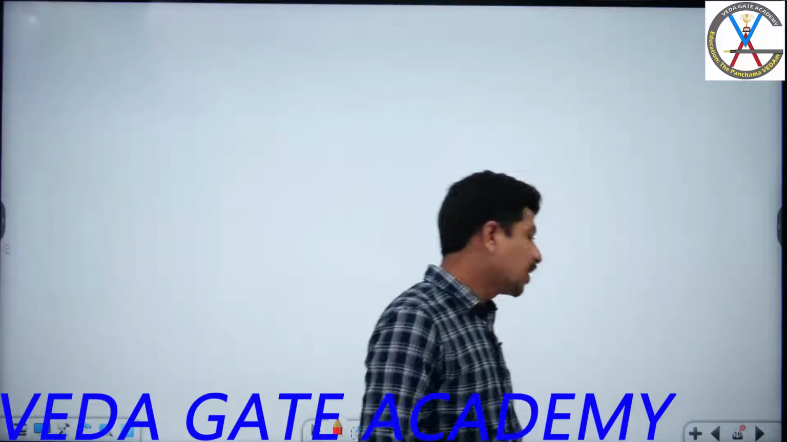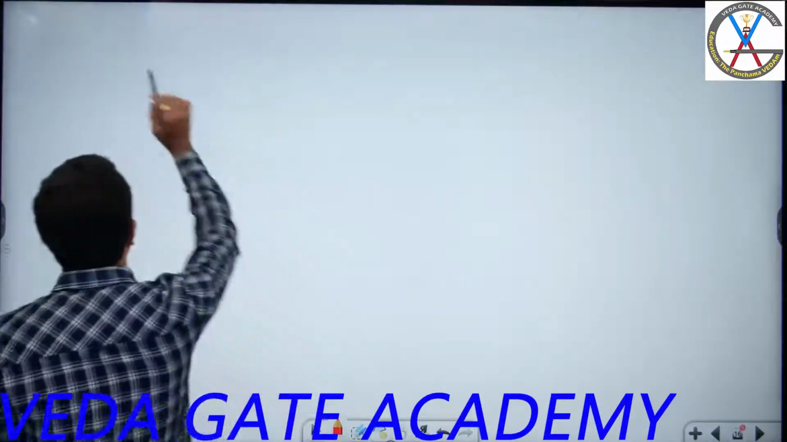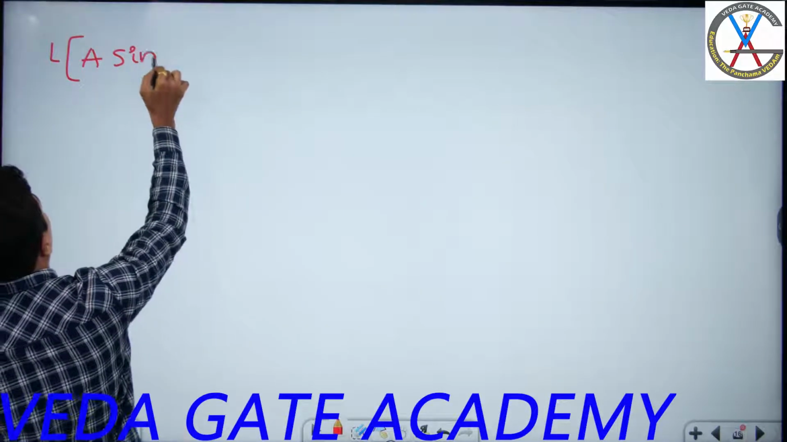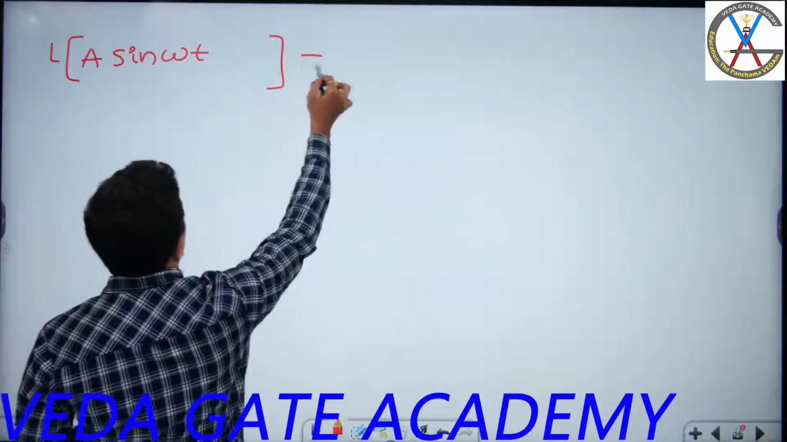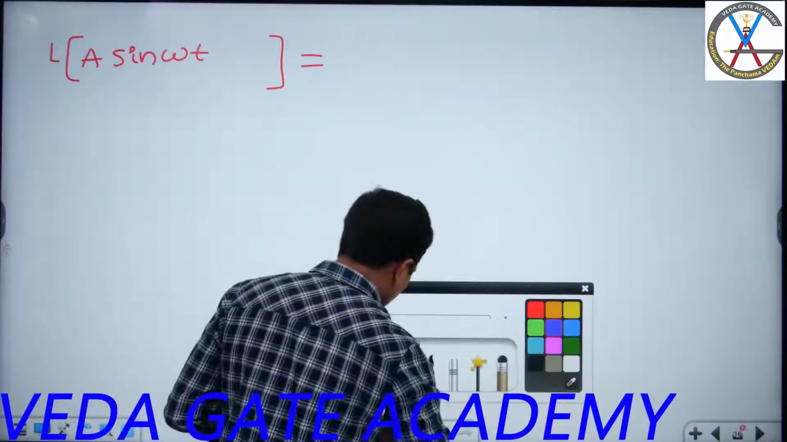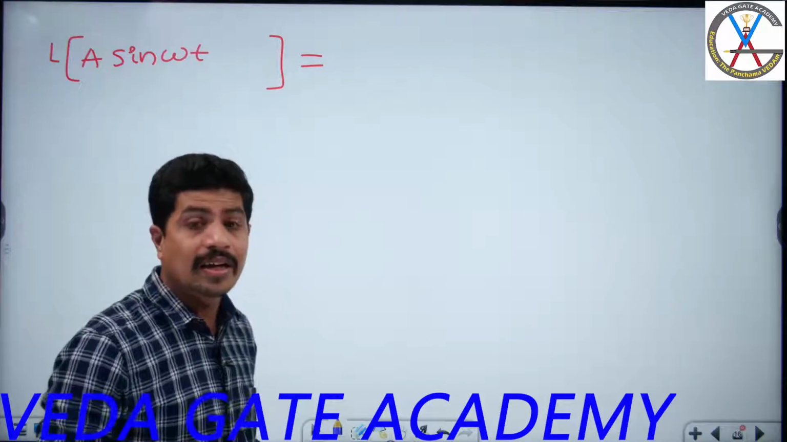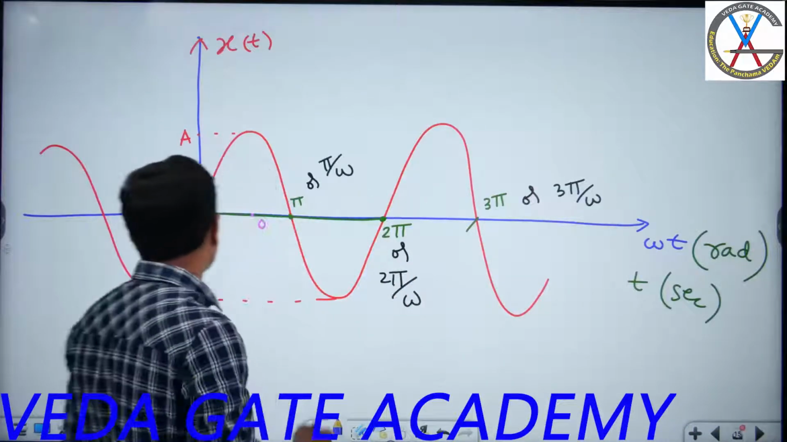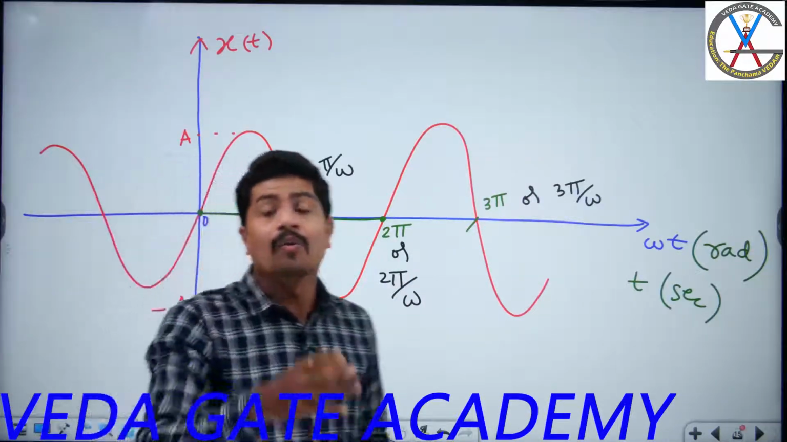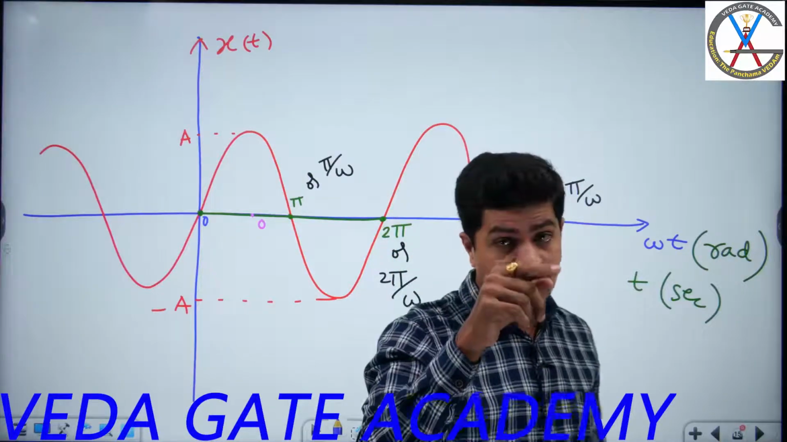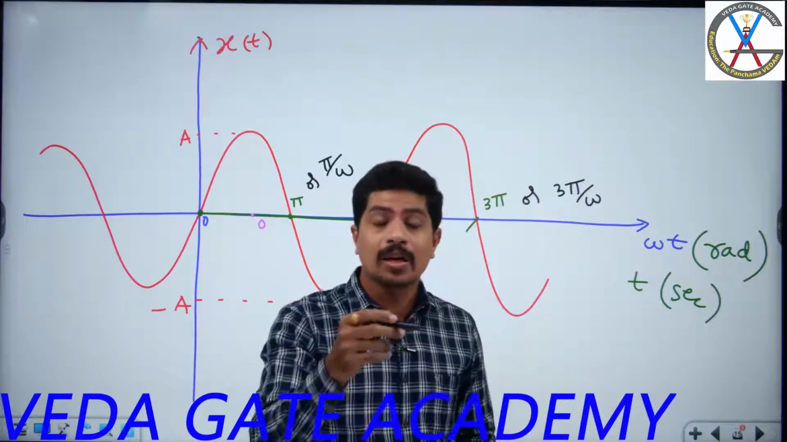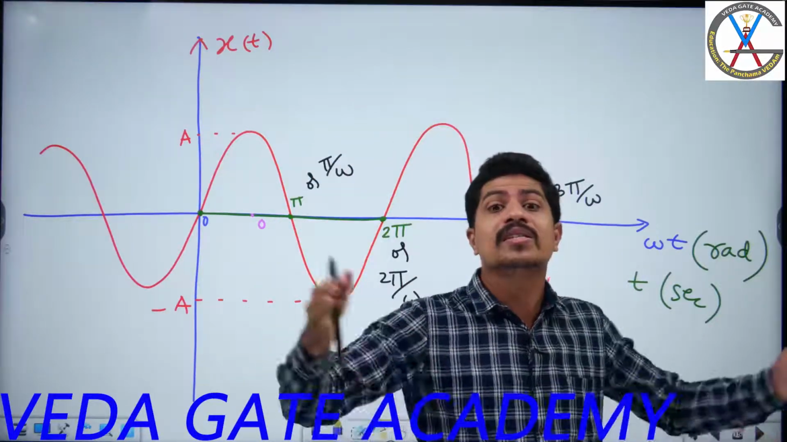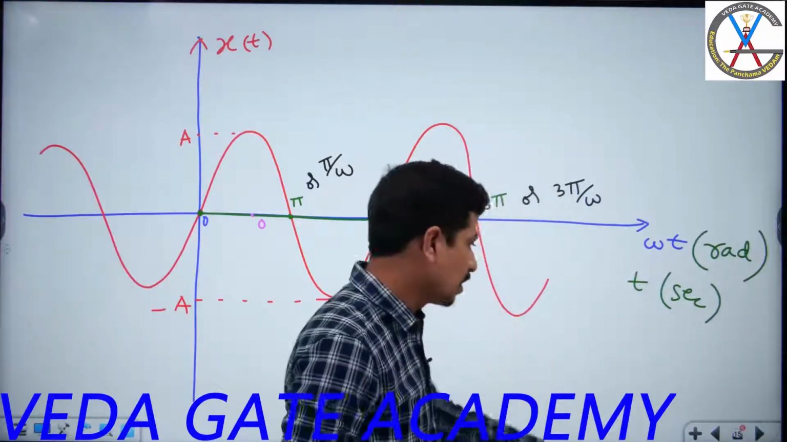Okay, now we want to find its Laplace transform. Laplace transform of A sine omega t is? Answer: does not exist. Why? Is sine omega t a bilateral or unilateral signal? Bilateral. This sinusoidal signal exists from minus infinity to plus infinity. While finding the Laplace transform, you have to take the integration limit from minus infinity to plus infinity. With the lower limit minus infinity, e power of minus s into minus infinity becomes e power infinity, which diverges. Therefore, the Laplace transform does not exist.